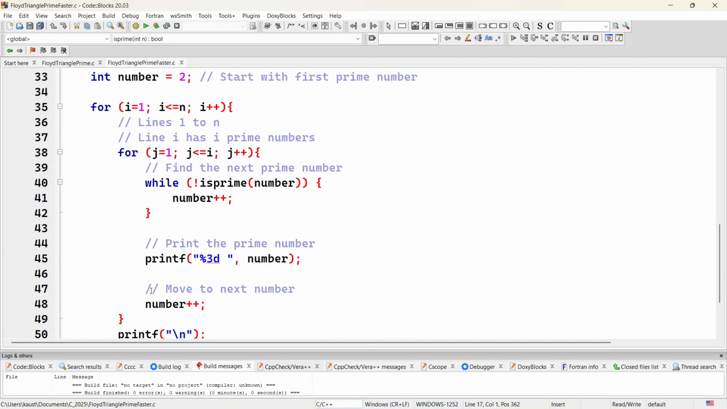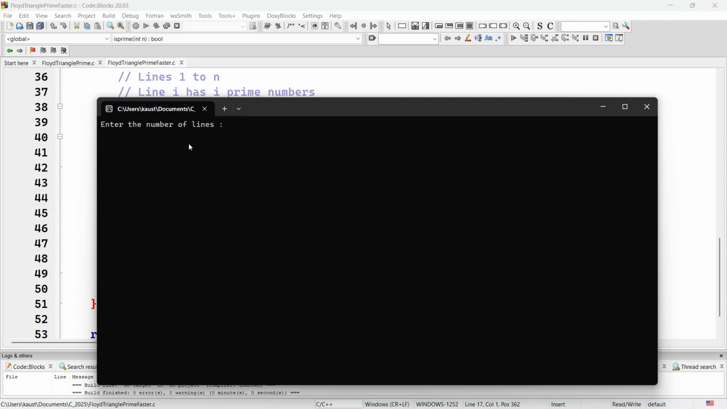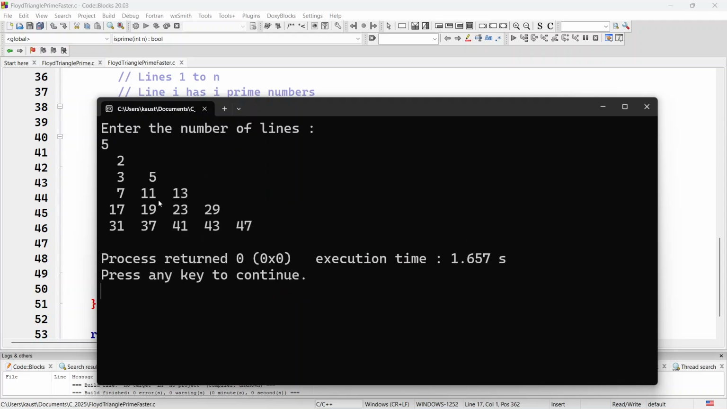The other part of this program is exactly the same. My only focus here was to show you a faster approach to check whether a number is prime or not.